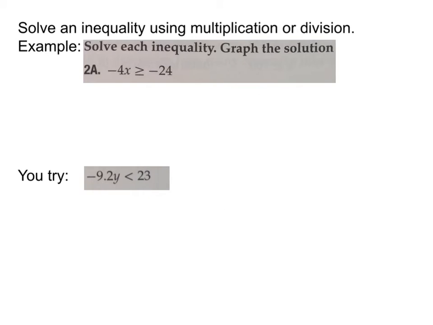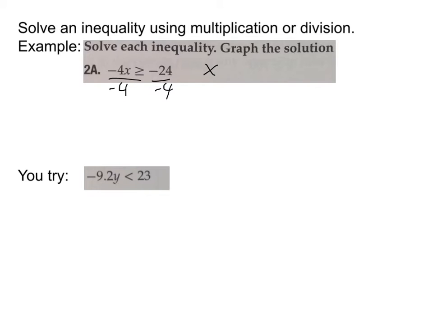A little bit harder now. We've got to solve using some multiplication or division. Okay, so solve each inequality and then graph the solution. So here's the deal. We'll try this without doing anything special, and we're going to test it and see what happens. Normally with an equation, we just divide both sides by -4. So we would treat it like an equal sign, just like we did before. But let's see what happens.